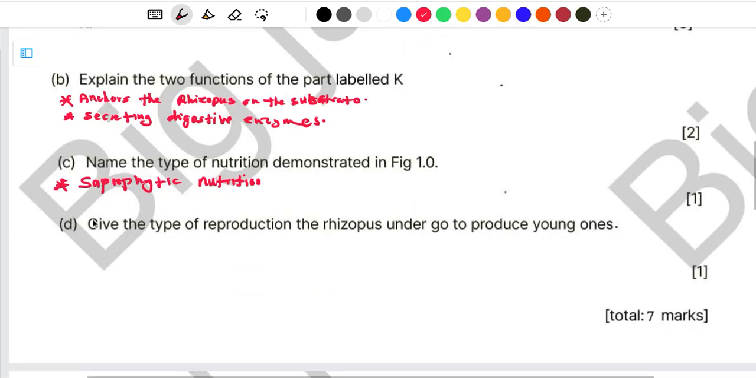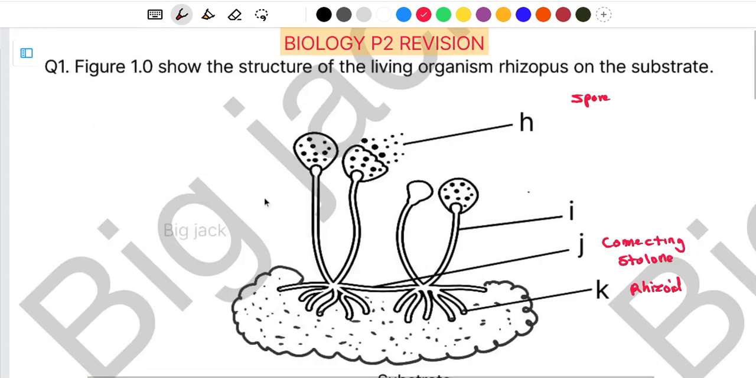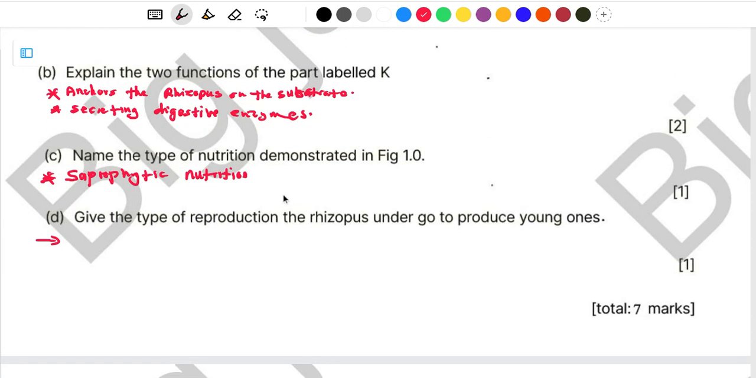Then give the type of reproduction the Rhizopus undergoes to produce young ones. The type of reproduction can be asexual reproduction, because those spores are going to be released from the sporangium or the spore case, and then they are going to be implanted somewhere. So there is no need of fertilization to take place as the meeting of the male and the female egg. So that one is asexual reproduction.